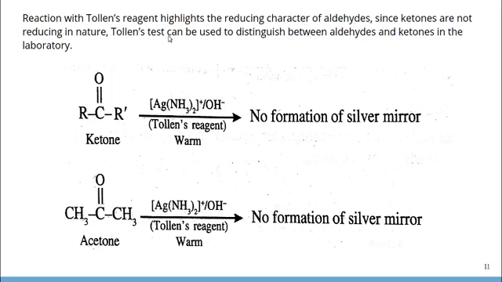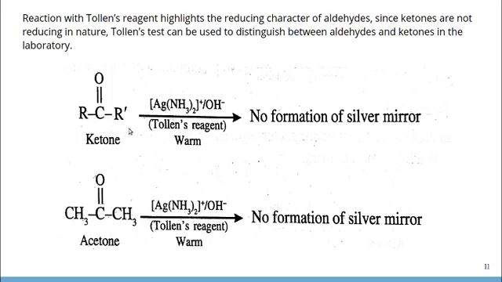Since ketones are not reducing in nature, Tollens' test can be used to distinguish between aldehydes and ketones in the laboratory. So that means in aldehydes we have one oxidizable hydrogen, but in the case of ketones there is no such hydrogen, so it will not undergo further oxidation.